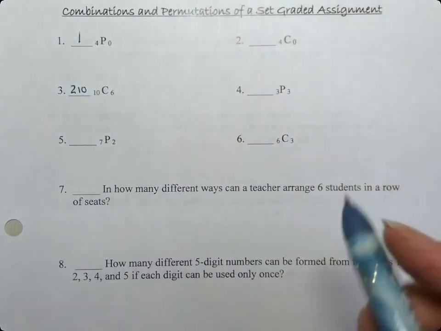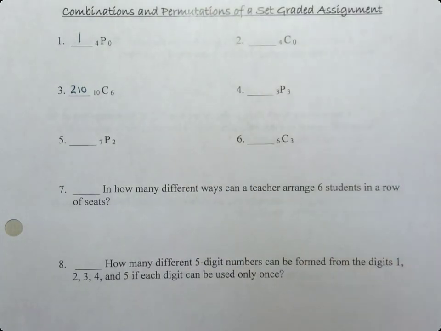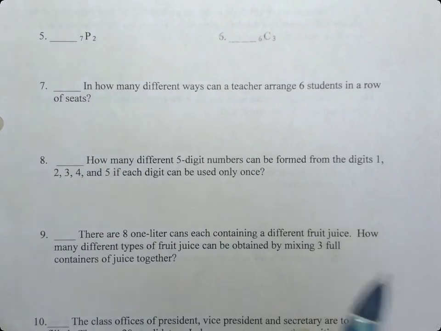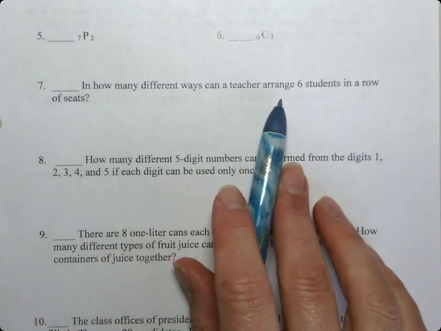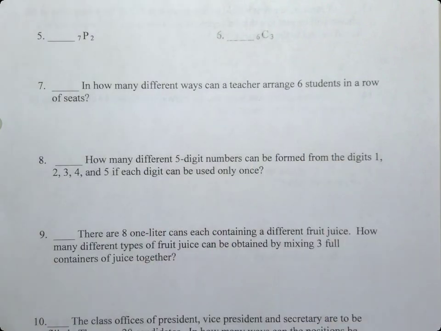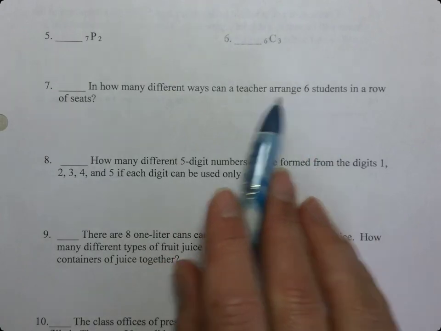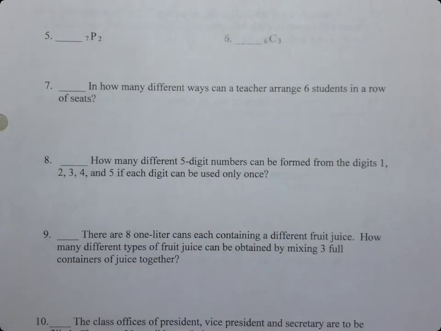Now, so these are all permutations and combinations. Let's jump to number 7. It says, in how many ways can a teacher arrange 6 students in a row? So how many ways can a teacher arrange 6 students in a row of seats? Does the order matter? We're putting people in a row. Isn't there a first seat through a last seat? So does the order matter? It does. Think about a row.